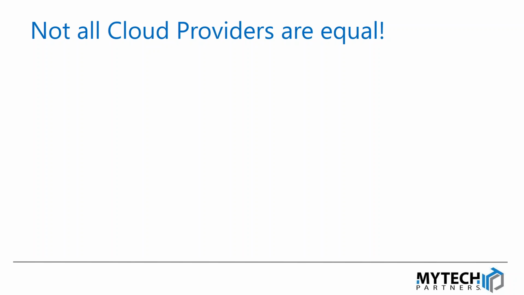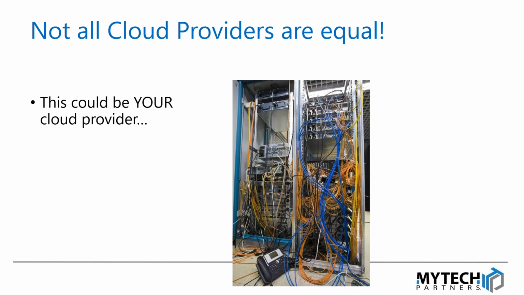One of the common questions we get is, how do I know what I'm getting? All I see is a quote, or a bill that's a few hundreds or a few thousands of dollars a month, and my server's there somewhere. How do I know what I'm getting? Well, here's one of the challenges with IT, and one of the reasons why Mytech does not believe in building our own: this could be your cloud provider. Just candidly, you don't necessarily know that this isn't what you're paying for.